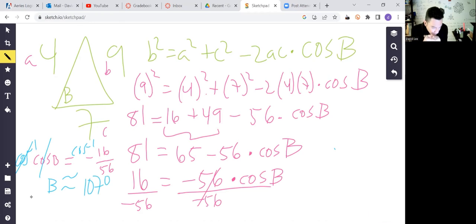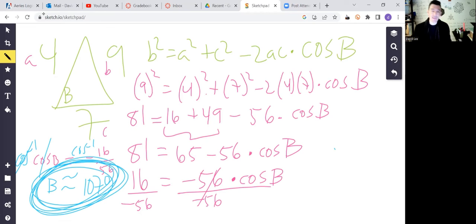So for this problem, law of cosines was used, and we got about 107 degrees. And that's it, right? For this problem, our first main example, the goal was to find angle B. We did. It's 107 degrees. Done. End of story. We can move on. Or maybe a quick comment before we move on.